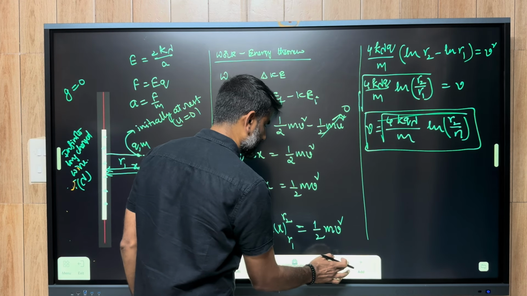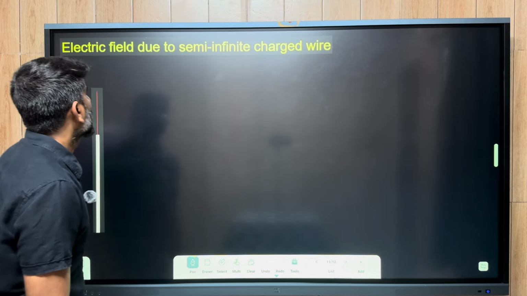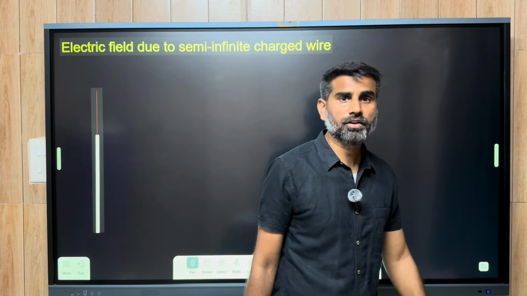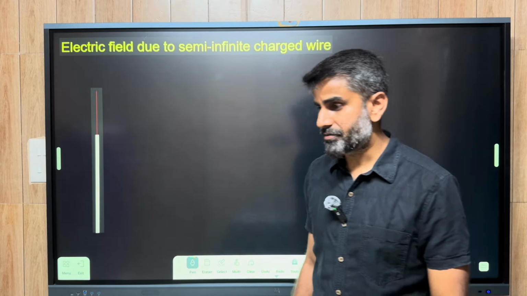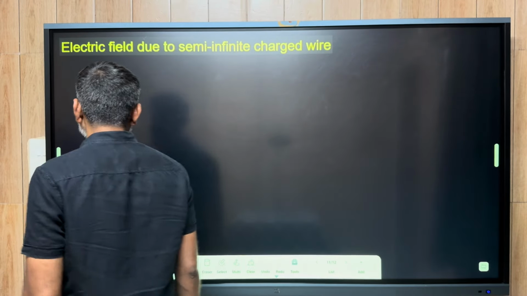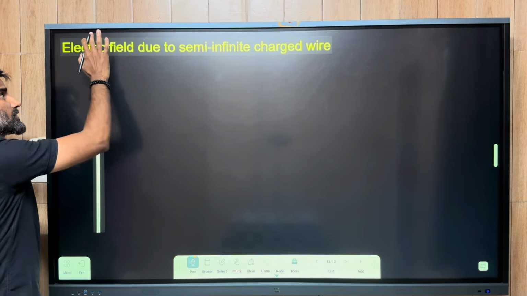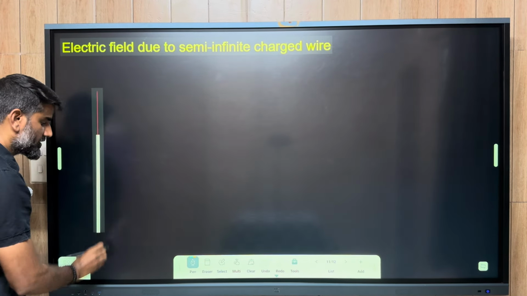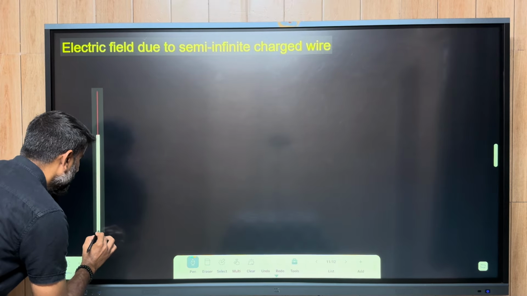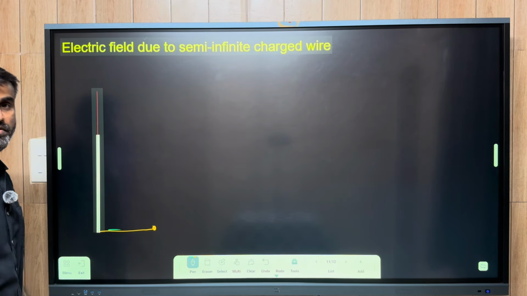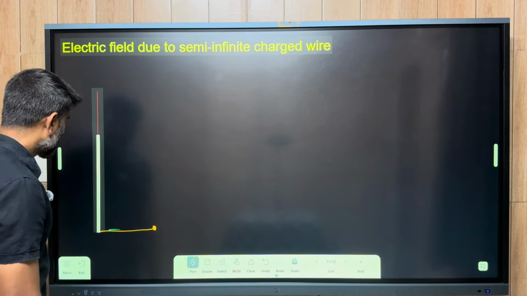Okay, right. Let's move on to the next example. Electric field due to semi-infinite charged wire. So semi-infinite charged wire means the length in this direction is infinity, length in this direction is finite. So I'm taking the point here at this location.